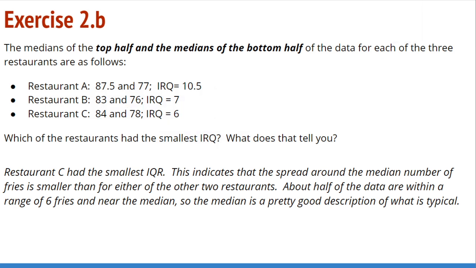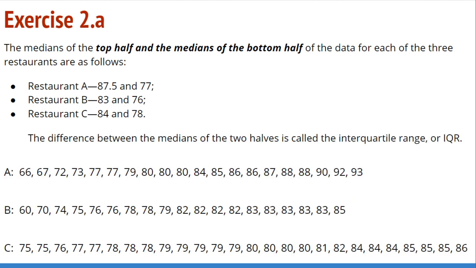Now I'm going to go back one slide here and take a look at what that looks like on our number lines. So we had 87.5 here, and we had 77 here, and we can see that this covers 10 fries. So we've got a variability here of 10 fries.